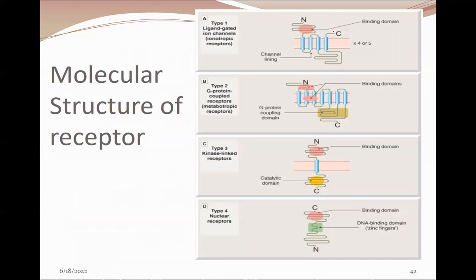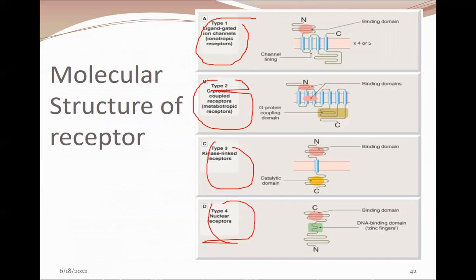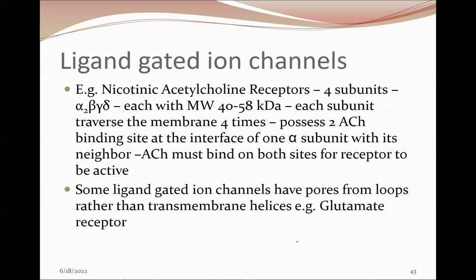So these are the four types of receptors that we have been talking about: the ligand-gated ion channel, the G protein coupled receptor, the kinase linked receptor, and the nuclear receptor. First we talk about the ligand-gated ion channel, where the receptor that has been most thoroughly studied is the nicotinic acetylcholine receptor, which consists of 5 subunits. It has 2 alpha subunits, 1 beta, 1 gamma, and 1 delta subunit, with each subunit having a molecular weight of 40 to 58 kilodaltons, and each subunit traverses the membrane 4 times and possesses 2 acetylcholine binding sites at the interface of 1 alpha subunit with its neighbor.